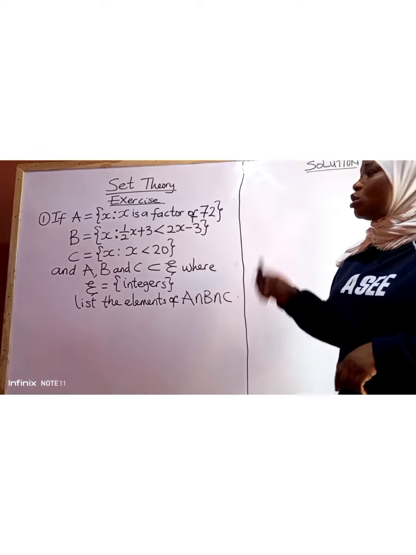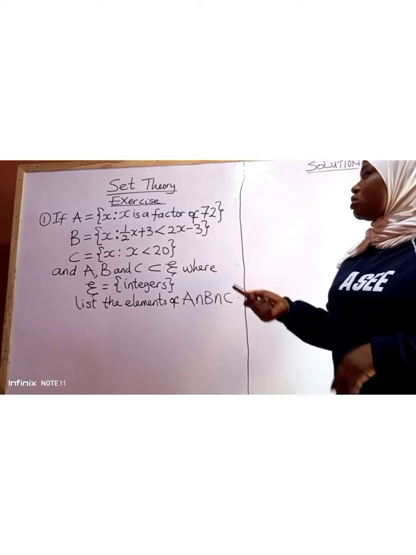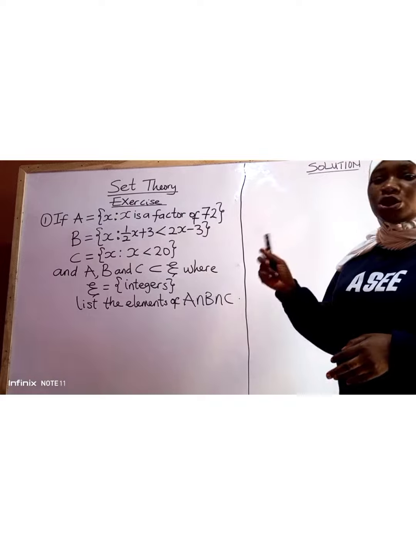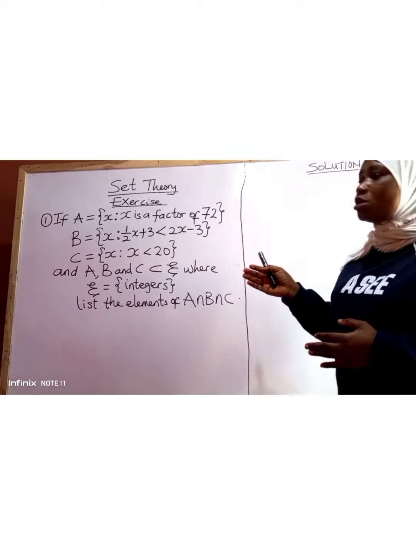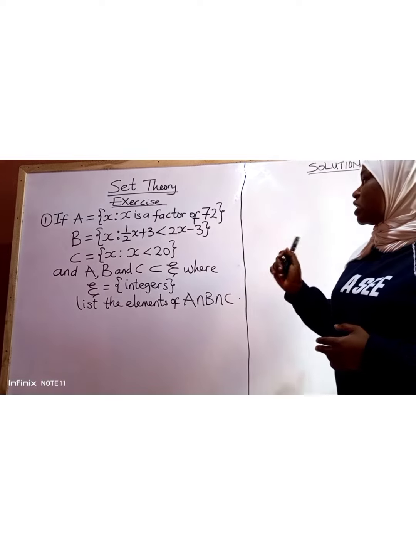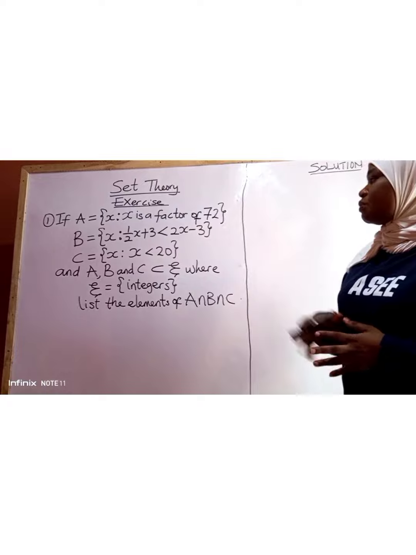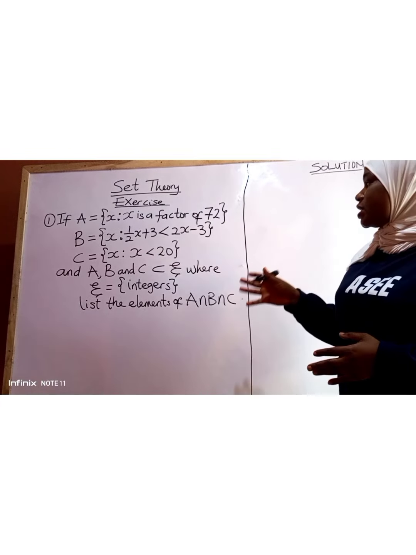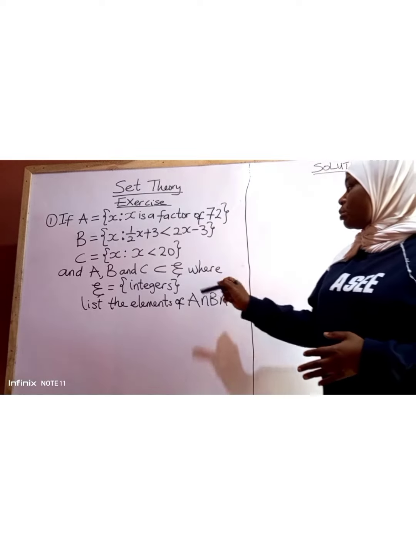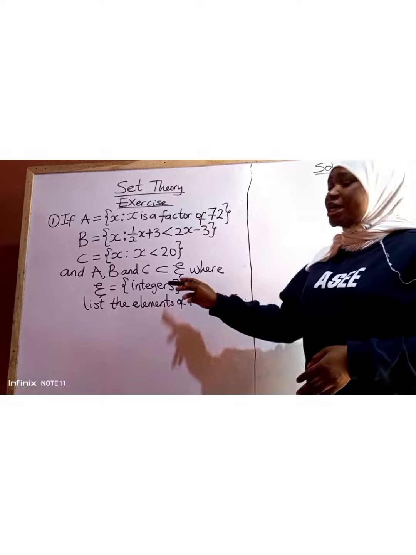So in today's class, we want to solve some questions on set theory. So number one, if set A is equal to {x such that x is a factor of 72}, B is equal to {x such that 1/2 of (x + 3) is less than 2x - 3}, and set C is equal to {x such that x is less than 20}, and A, B, and C are proper subsets of the universal set, where the universal set is equal to integers.